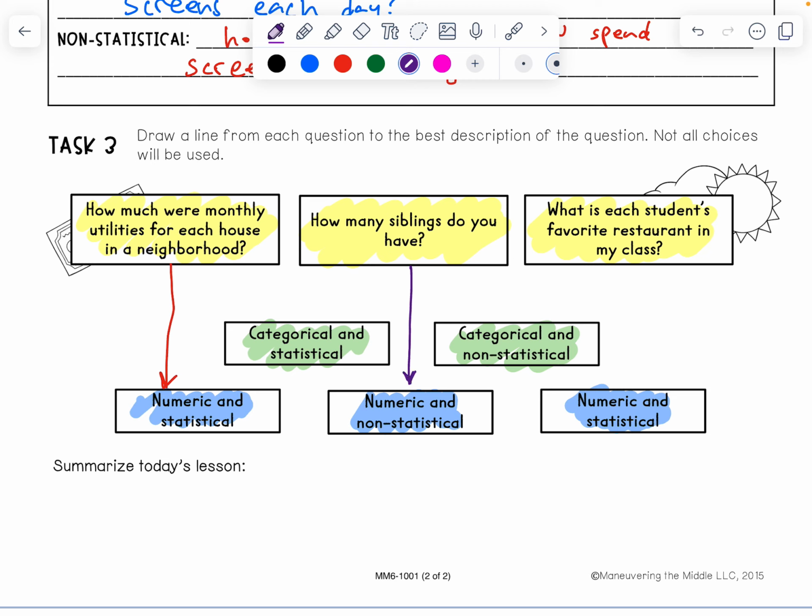And finally, let's do the last one. What is each student's favorite restaurant in class? Let's see, that's a category because some might say, oh, I really like Mexican or sushi or steak or whatever. So favorite restaurant, that's categorical for sure. It's going to be one of these 2. And is it statistical? What is each student's? Yeah, you can have more than one answer because you're asking each student. So I would say that is statistical. That goes right there.